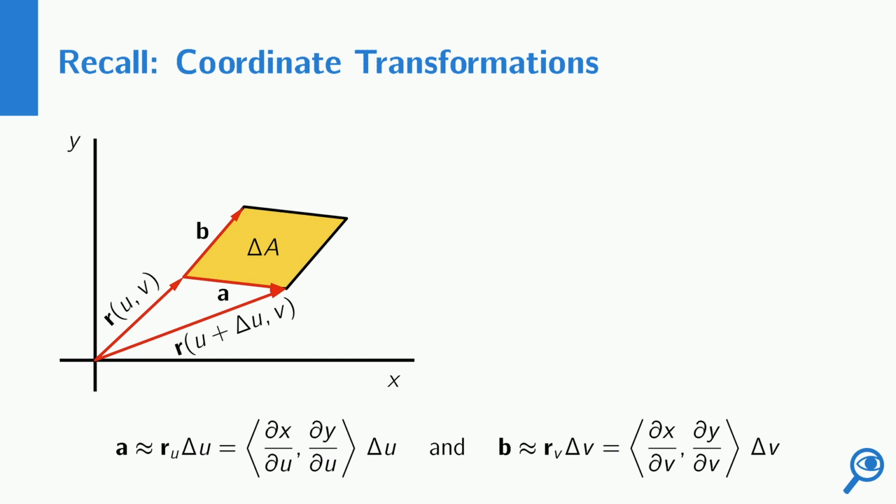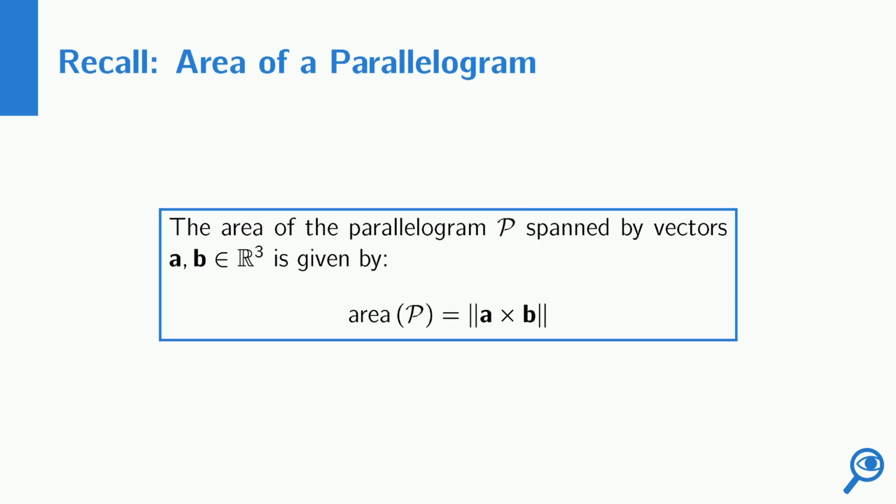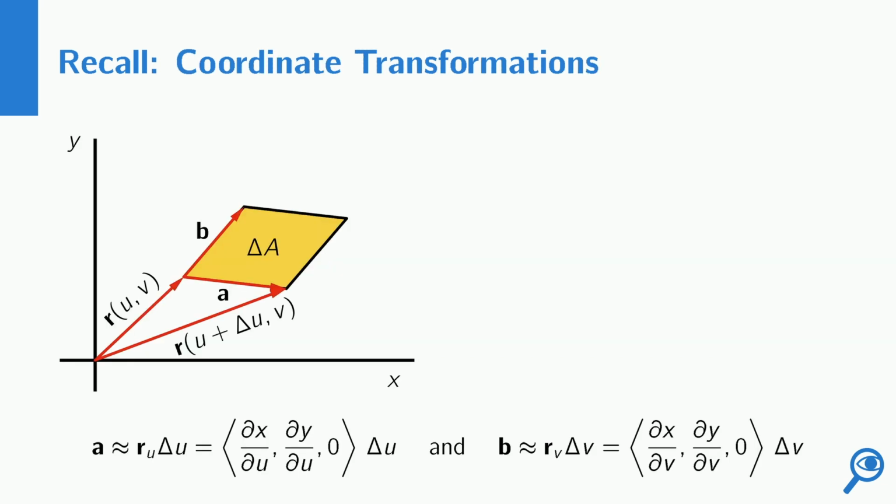What's left is to determine the area of a parallelogram with the vectors A and B as its sides. We know that the area of a parallelogram in 3D space is given by the length of the cross product of the vectors. The parallelogram, spanned by the vectors A and B, can also be seen as a parallelogram in 3D. Just take it to be flat on the z is 0 plane. So we see vectors A and B as vectors in R3 by setting their z-coordinate to 0. And therefore, the derivative of z with respect to u or v is also equal to 0.